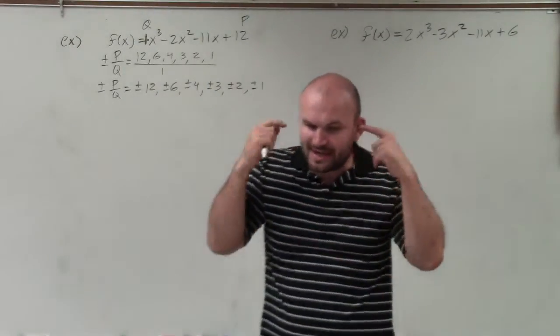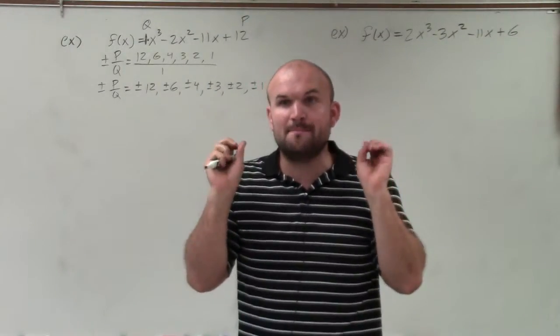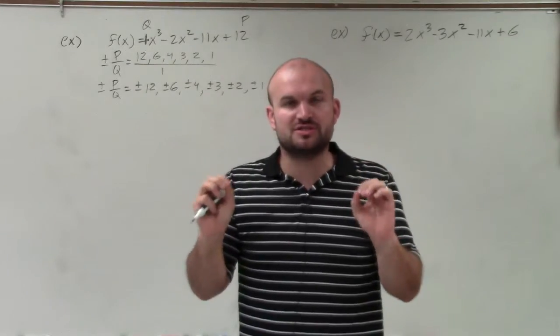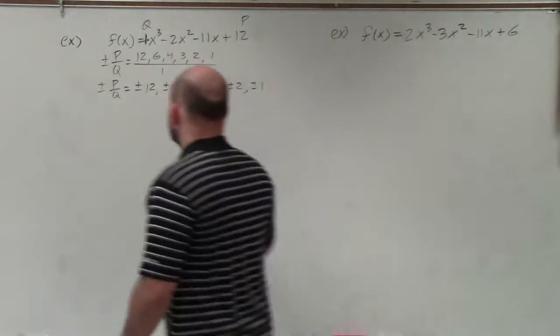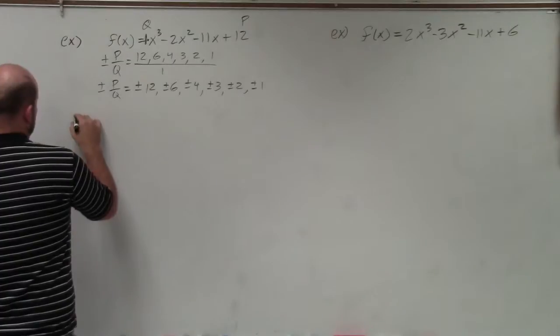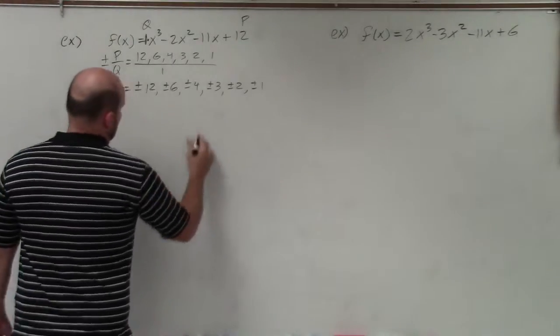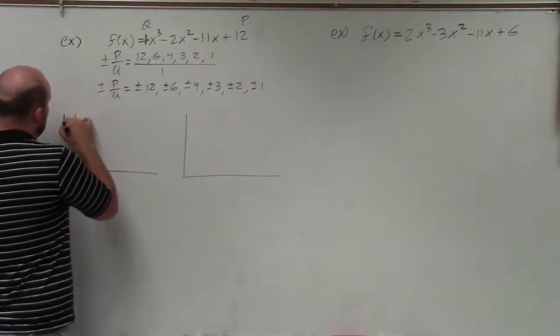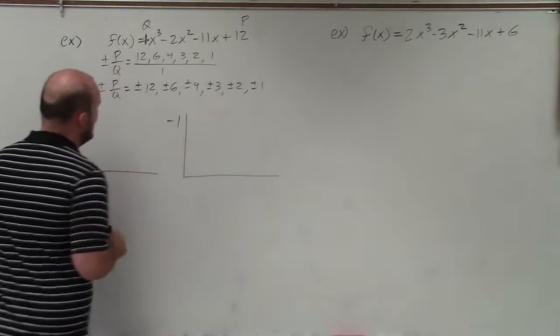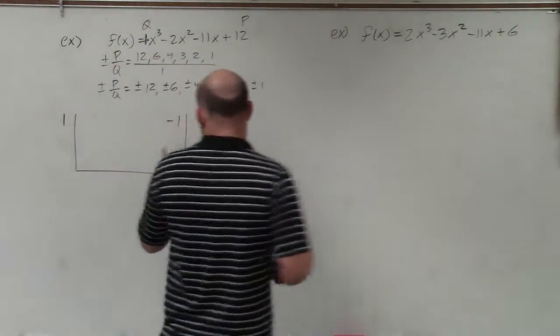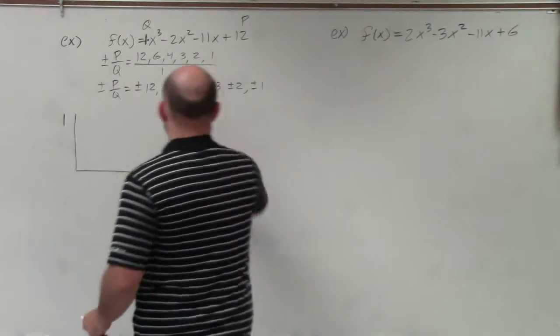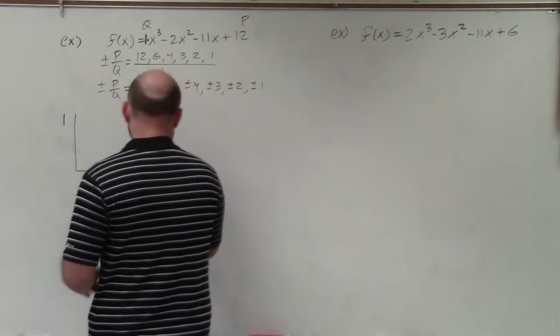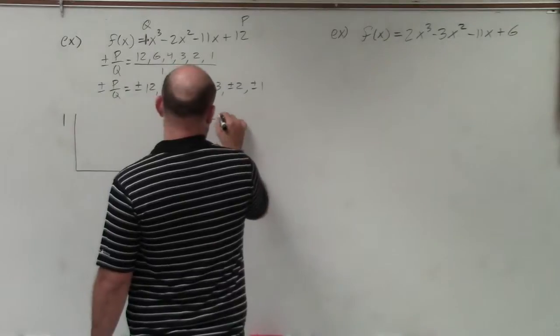So the best way to do this is to start with the smallest zeros first. I'm going to do synthetic division, because I'm going to test which of these zeros work. The first one I'm going to use, I'm going to say, well, is 1 a zero or is negative 1 a zero? And to test that, I can use synthetic division.